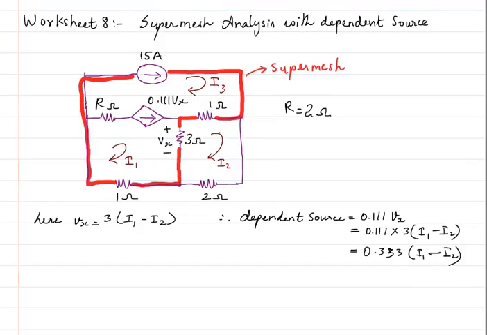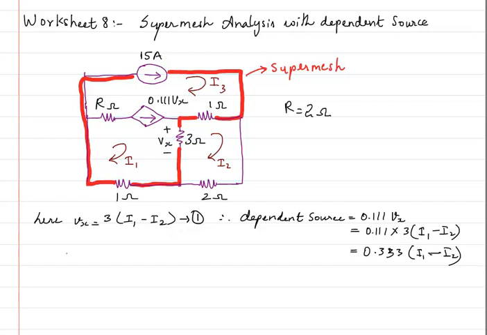So this is the super mesh that I have drawn, and here we are having directly Vx. Vx is which value? This one. So Vx is directly (I1 minus I2) into 3 times. That is basically our first equation.